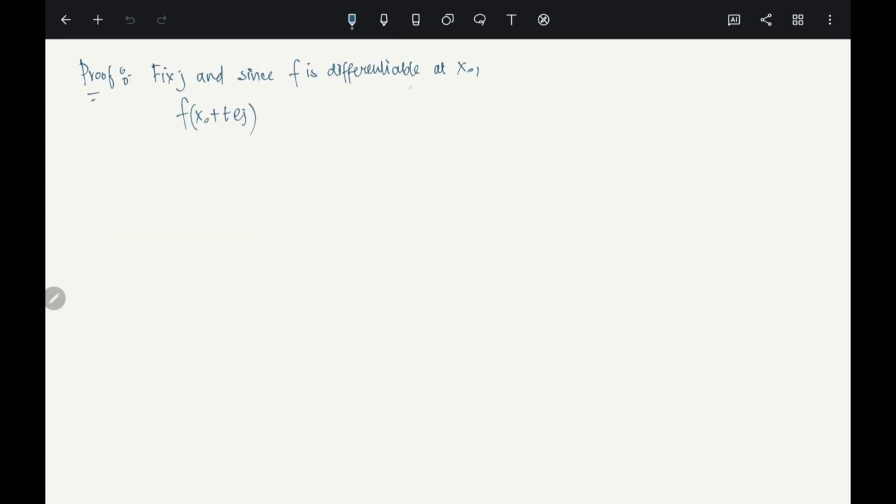Since f is differentiable at the point x naught, we can write f of x naught plus t ej minus f of x naught. So this is h in that direction. Basically I am choosing a particular direction. So this is nothing but df at the point x naught acting at the point t ej, plus a remainder term which depends on t ej. Clear? If you break down that definition, you can just write it down. If you are not convinced, please check that these two definitions are actually equivalent.